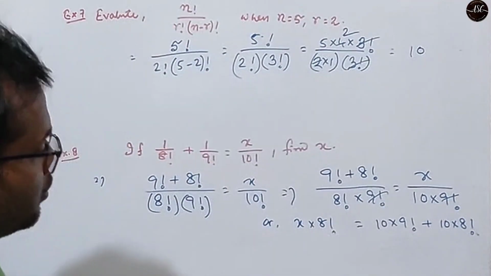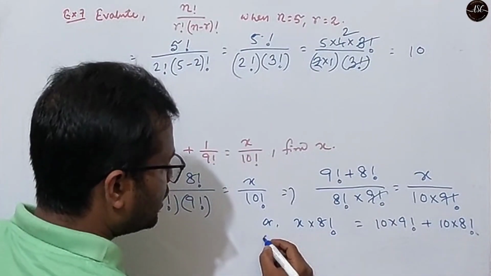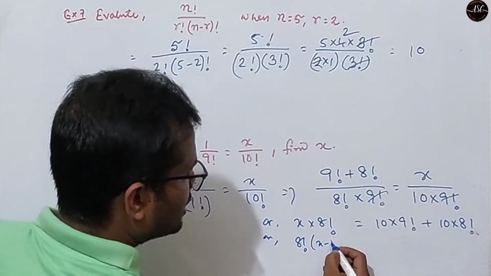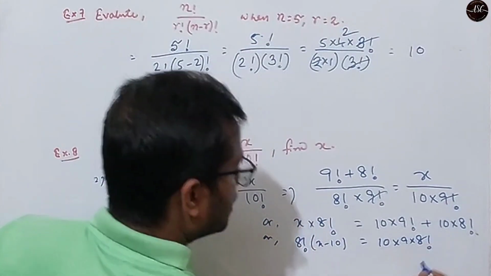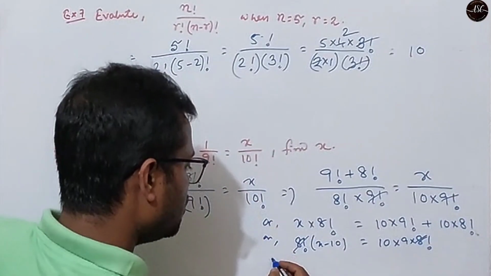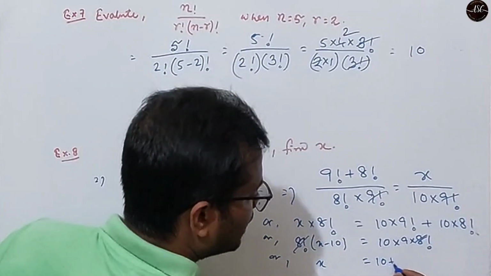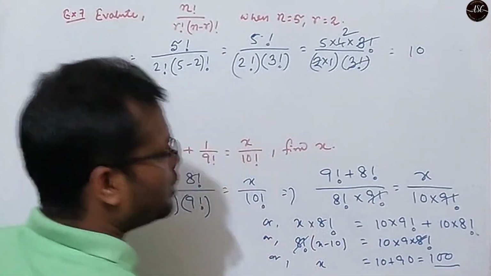Okay, just common 8 factorial from these two, we get 8 factorial (x minus 10) equal to 10 into 9 factorial, equal to 9 into 8 factorial. Now 8 factorial can be cancelled, so x equal to 10 plus 90, so x equal to 100. This is the answer.